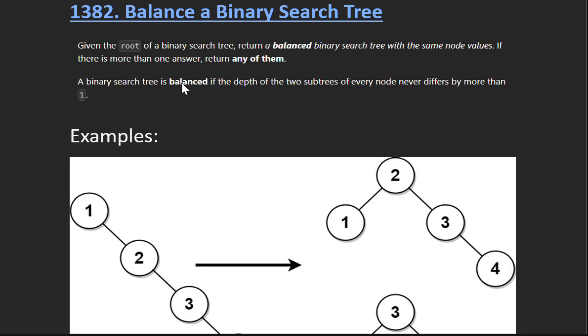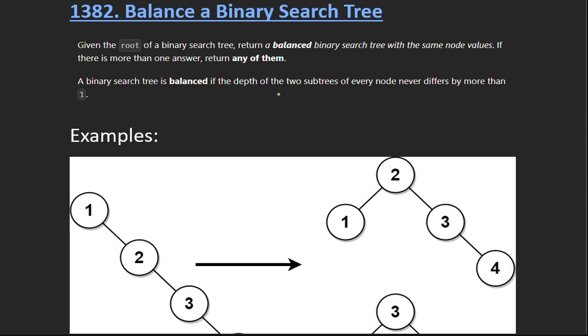So what is a binary search tree? We will see two questions: what is a binary search tree and what is a balanced tree, right? First of all, what is a binary search tree? A binary search tree is basically a tree where at every node, all the elements that are smaller will be present on the left side of the node, and all the elements that are larger will be present on the right side of the node.